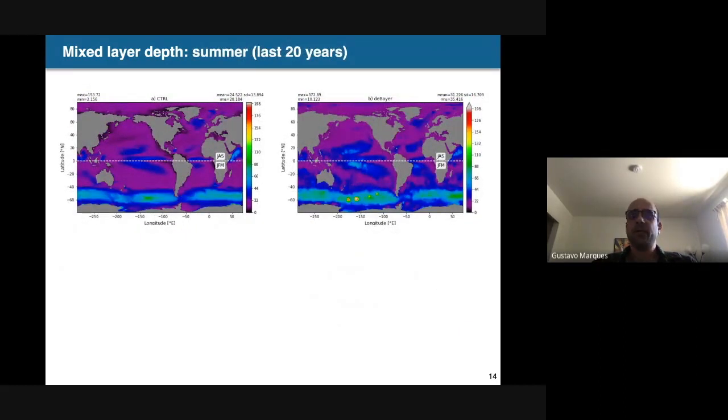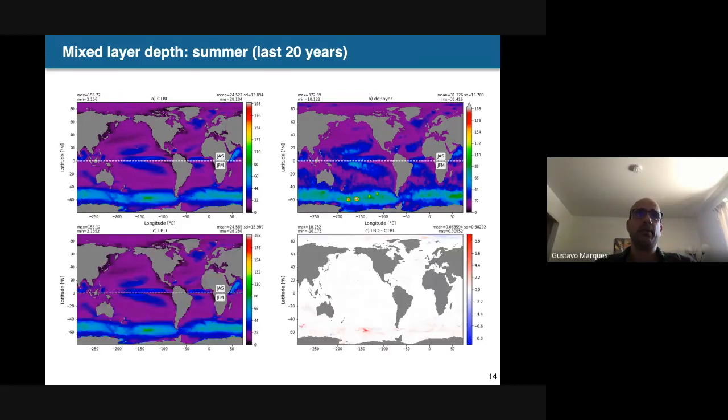The same for the summertime. Again, we're overall capturing the structure, but we're missing some extreme values in the Southern Ocean. And the lateral diffusion enhances locations where you already have a deep mixed layer depth, as shown here, but is much more localized in the summertime and is also much smaller. It's like half of the increase in mixed layer depth.